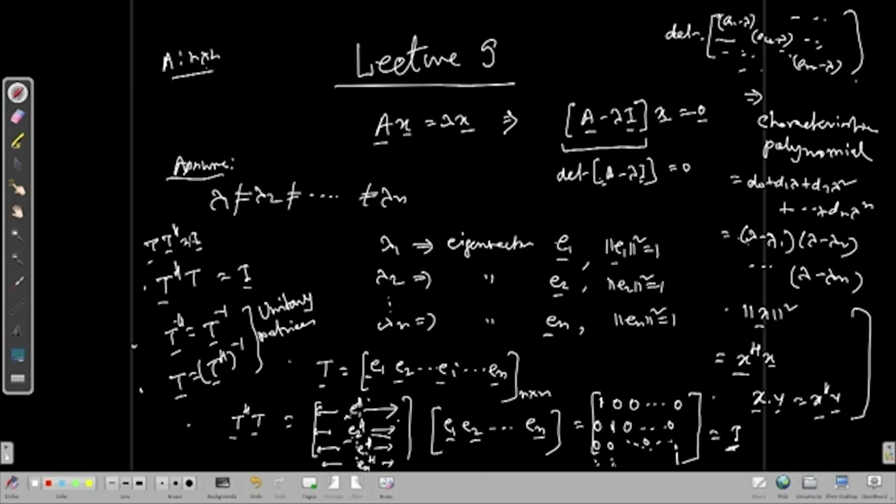All right. So if the eigenvalues are all distinct, I get n normalized eigenvectors and they are mutually orthogonal. So if I construct a matrix T by putting them together side by side, the product TH T is identity, which means this T becomes a unitary matrix, right.